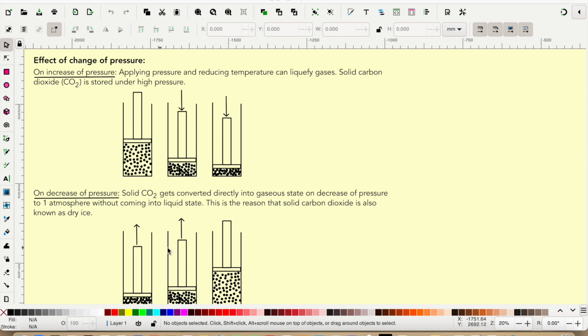If you pull the piston up, pressure on the solid will decrease and the state of the solid can be changed to liquid and then to gas. That is, solid carbon dioxide can be changed back to carbon dioxide gas.